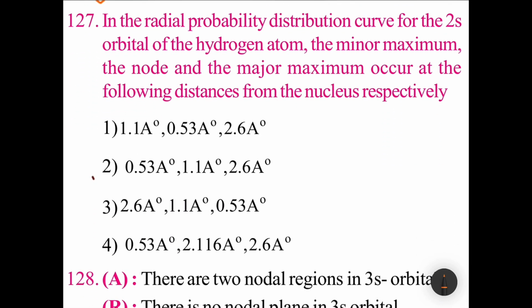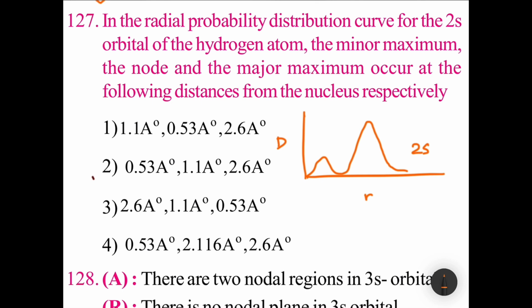In the radial probability distribution curve for the 2s orbital of the hydrogen atom, the minor maximum, the node, and the major maximum occur at the following distances from the nucleus respectively. See, for 2s orbital it will be like this. This is for 2s orbital when you are taking the graph of D versus r, where D is 4 pi r square dr psi square. So he is asking first minor maximum, then major maximum.